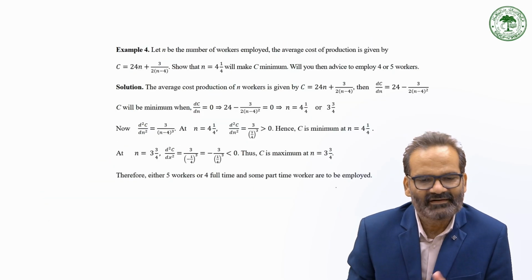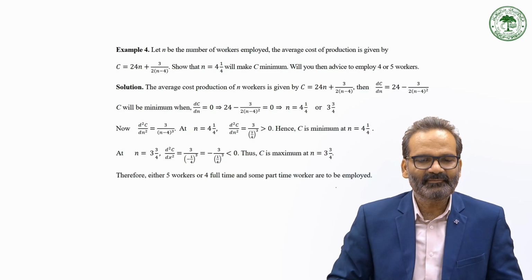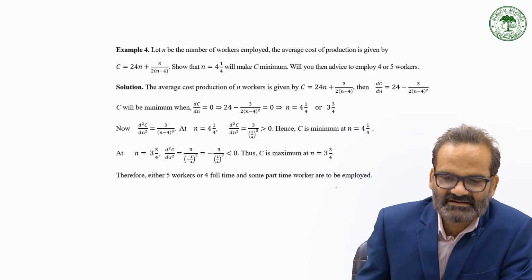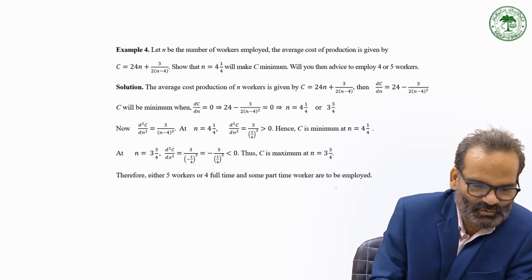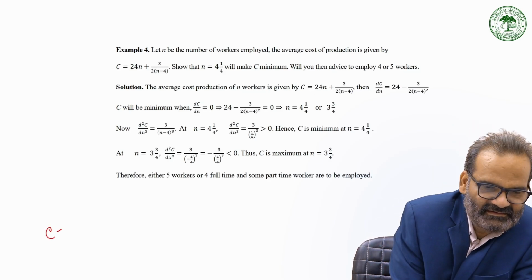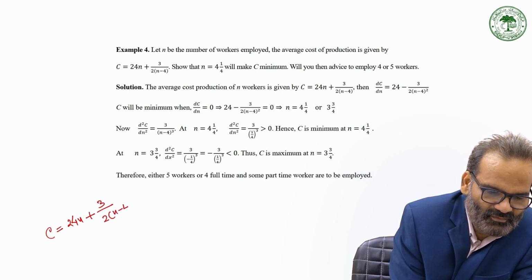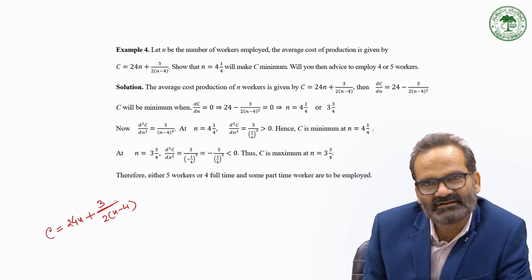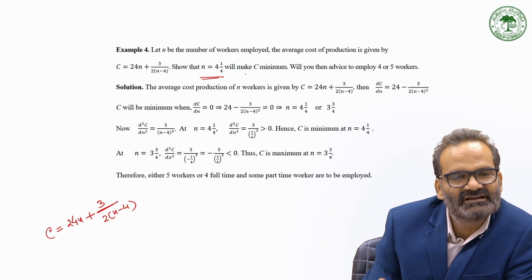Right? So let us take this question also. This is also a very good, important question. Let n be the number of workers employed. The average cost of production is given by C equals 24n plus 3 upon 2n minus 4. Look at this. Show that at n equals this, C is minimum.